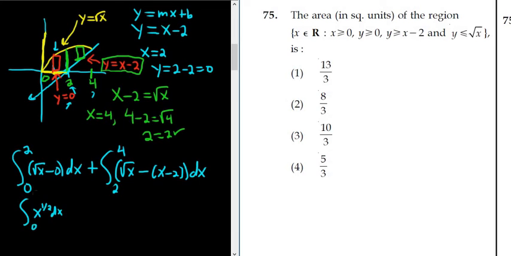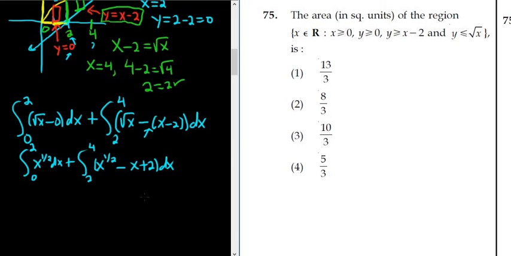And then here we're going from 0 to 2. Plus, and then we're going from 2 to 4 over here. And again, we have x to the 1/2 minus, and then x plus 2, just distributing the negative 1 here. Right? And then we have parentheses, and then dx. Beautiful stuff. Let's keep going. Let's go ahead and integrate these.